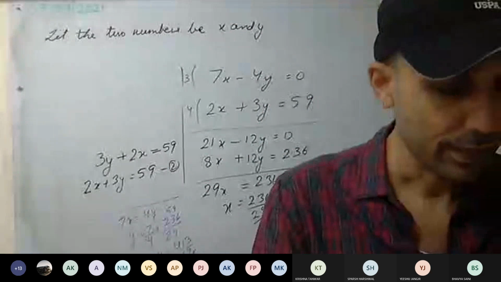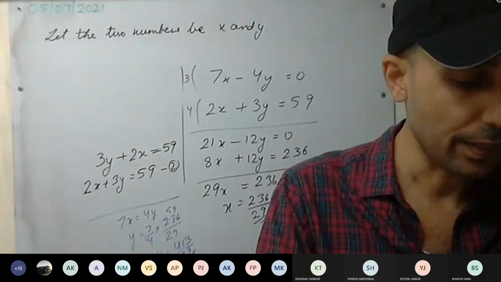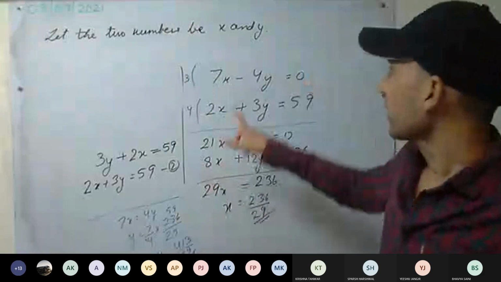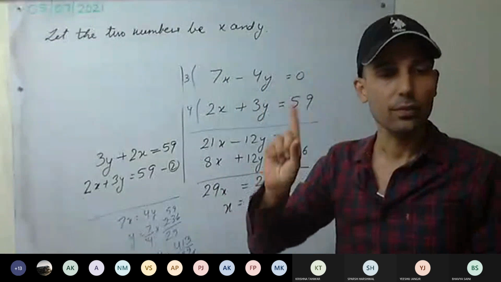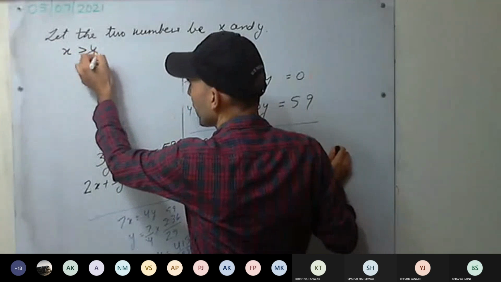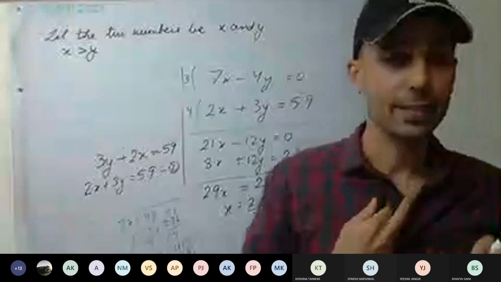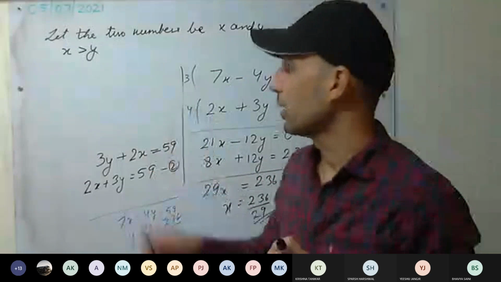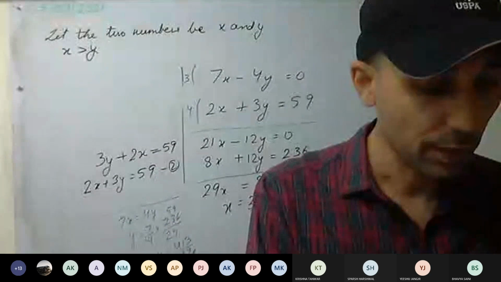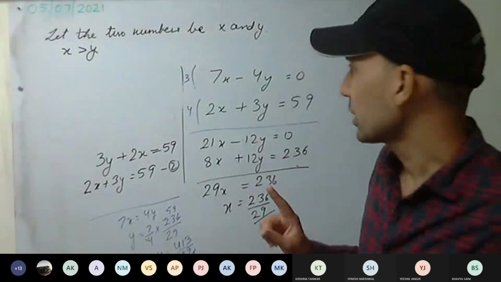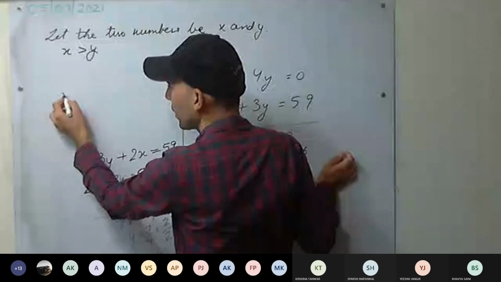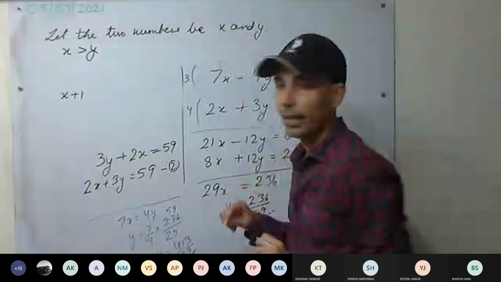Now read the question. When the greater of the two numbers is increased by 1. It means we are having x and y, two numbers. We have to suppose one of these numbers as greater. For example, we are supposing that x is greater than y. This is clear. The greater of the two numbers is x, and when x is increased by 1, we get x plus 1.